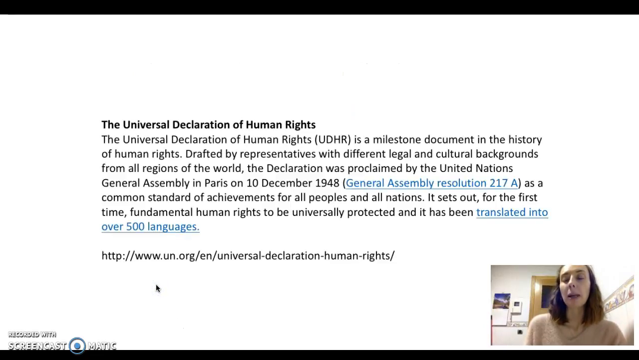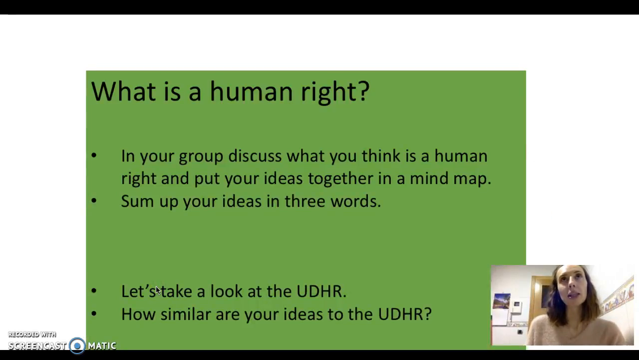We'll be given a definition where the teacher will ask some comprehension questions. And then students will be asked to design a mind map in their group with the ideas of what they think a human right is. And then they will sum up their ideas in 3 words for the rest of the class.